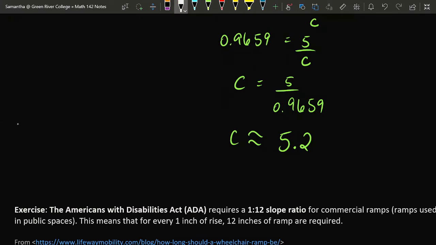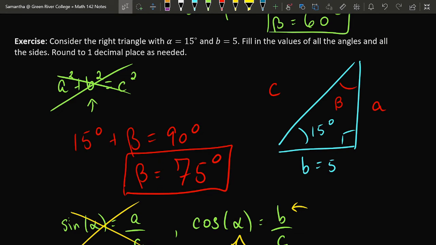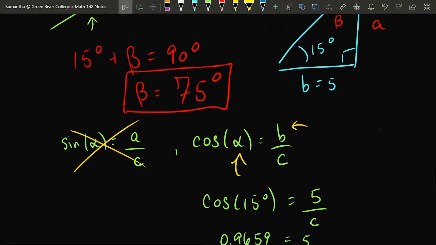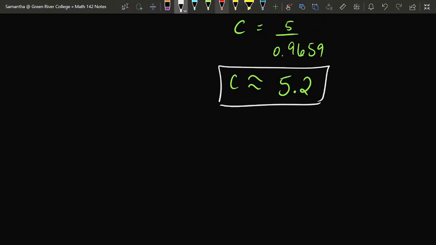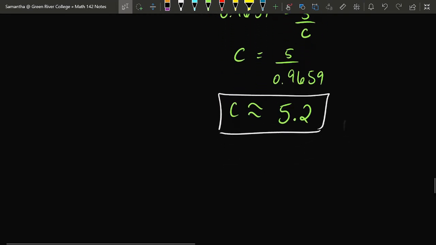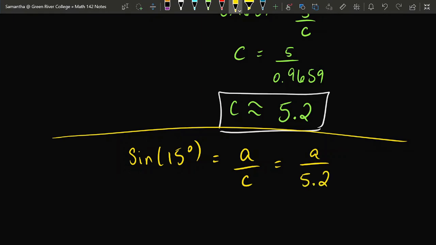Okay, as of this moment we have determined the value of everything except for the remaining side, which is the side of length A. There are a bunch of options at this point to determine the length of side A. You can use basically whichever one works. I think for me, I might just pick at random, maybe to use one of the SOHCAHTOA equations. That seems nice enough. For example, if I plug in sine of 15 degrees, sine of alpha, that should be equal to A divided by C, and now we know that C is equal to 5.2.